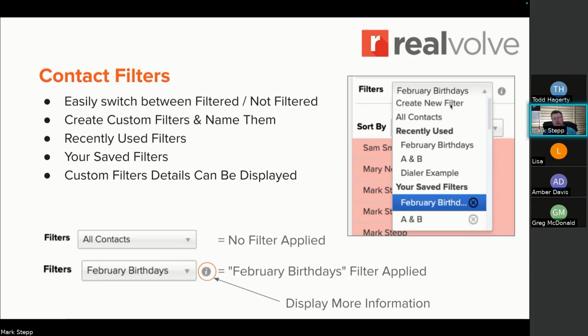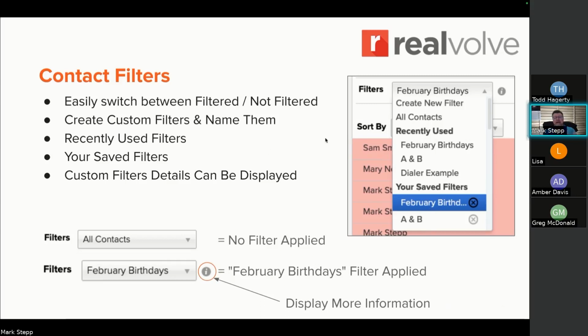You can create a new filter, or you can do your all filters. If you've created other filters and named them, then it will show you the recently used, which ones you have used recently, and that'll be divided up. I think it's the first 3 in that group always. And then after that will be your saved filters. So this will scroll down and you'll see as many saved filters as you may have inside your list.